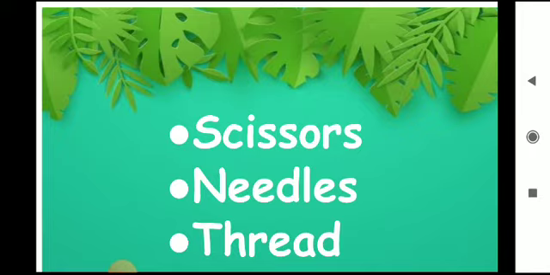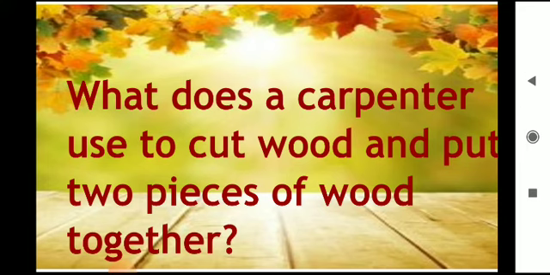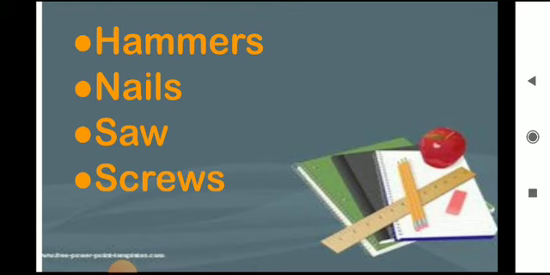Clear? Our next question is, what does a carpenter use to cut wood and put two pieces of wood together? What other tools does a carpenter use? Your answer will be, a carpenter uses hammers, nails, saw, screws. These are the tools that are used by the carpenter.